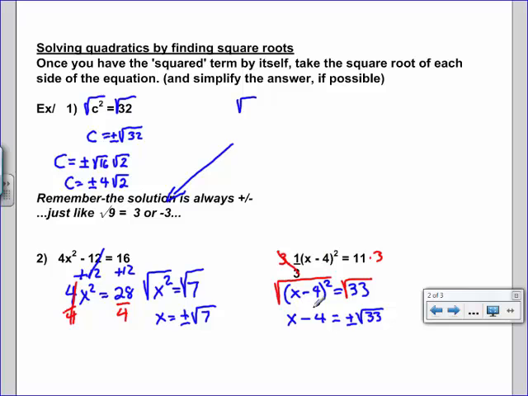Now to get x by itself, we'll simply add 4. And we've got x equals 4 plus or minus the square root of 33. And that 33 cannot be simplified. There are no factors of 33 that have roots that are whole numbers.